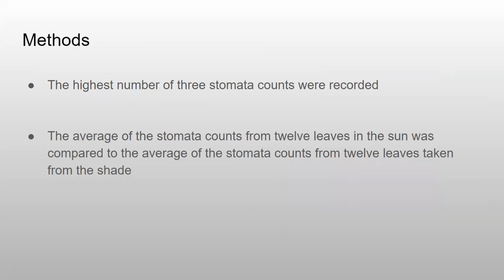To get the stomata counts we needed, we first had to make stomata impressions. This was done by painting a small amount of nail polish onto a leaf and then pulling it off with tape and placing the impression on a glass slide, and then viewing it under a microscope to count each stomata. The highest number of 3 stomata counts per slide was recorded, and the average of the stomata counts from 12 leaves in the sun was compared to the average of the 12 leaves in the shade.